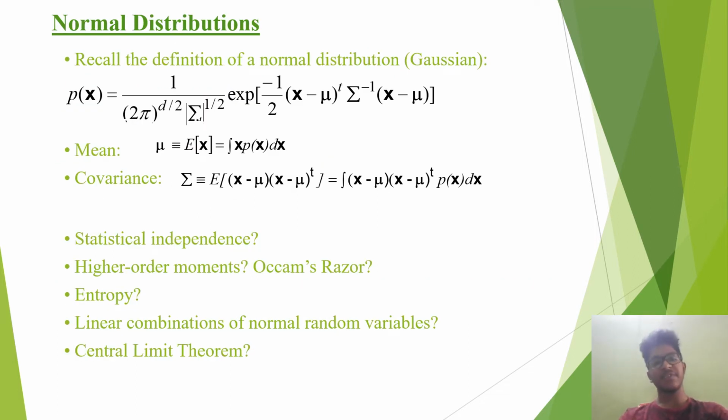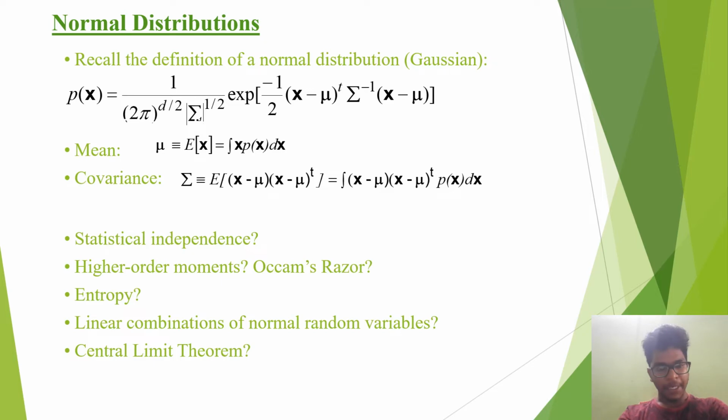Recall the definition of a normal distribution, the Gaussian. Now we are going to discuss normal distributions. p(x) equals 1 over (2 pi)^(d/2) |Sigma|^(1/2) times the exponential of minus 1/2 (x minus mu)^T Sigma^(-1) (x minus mu).